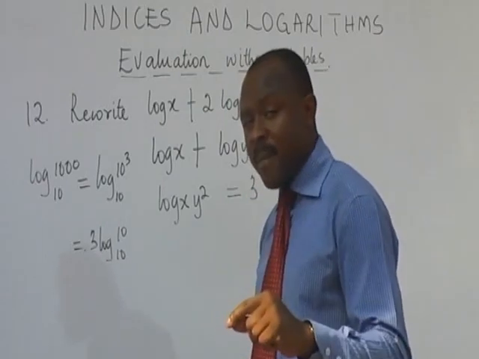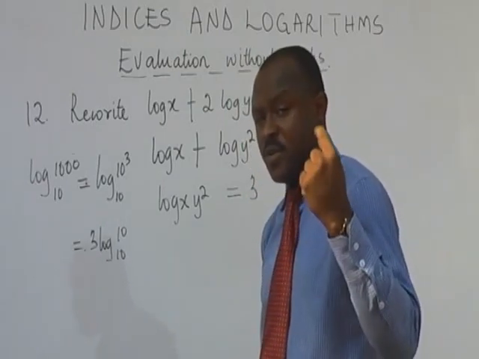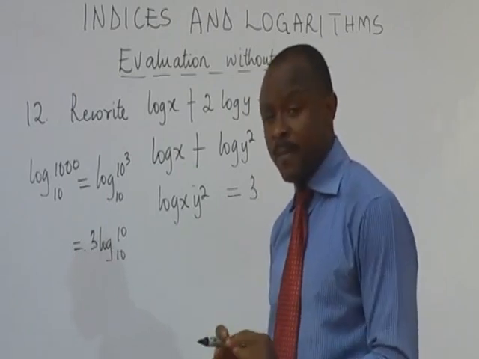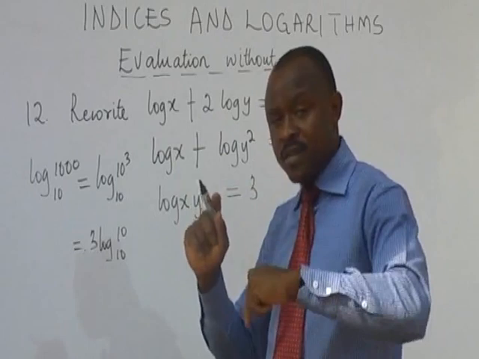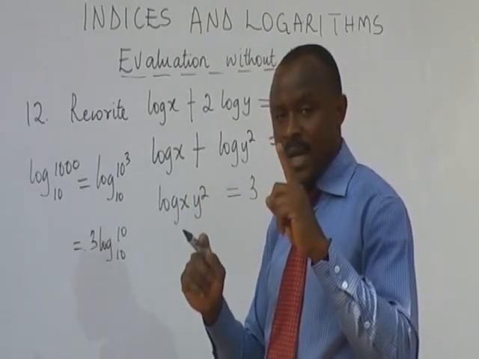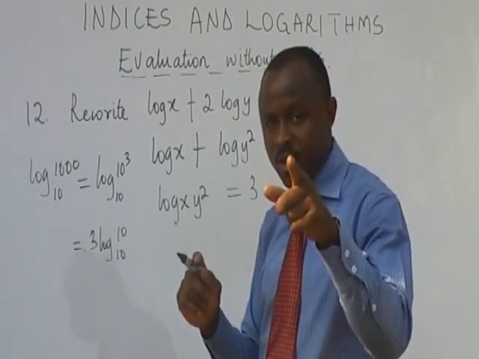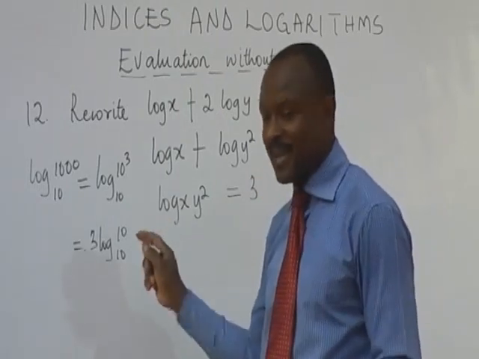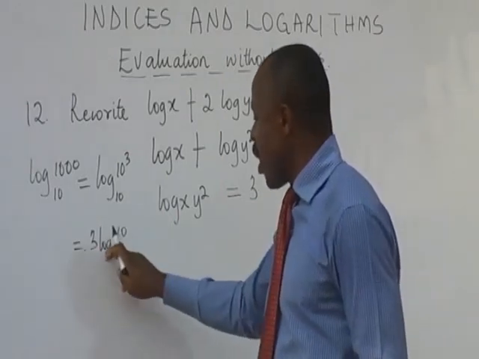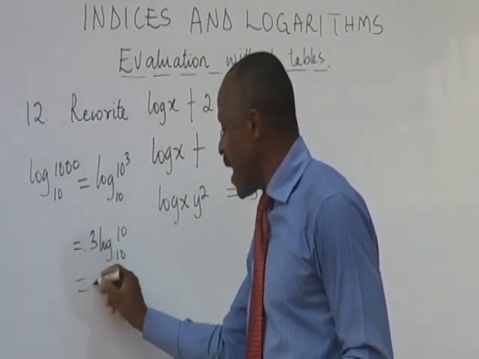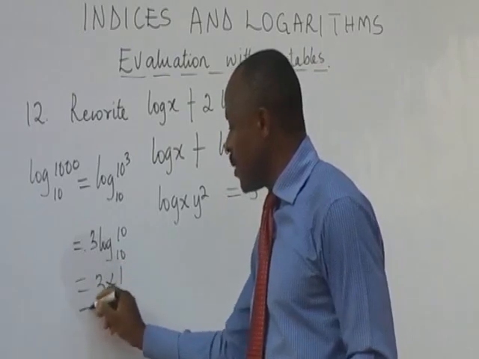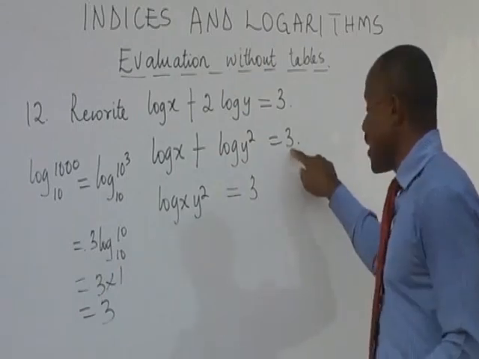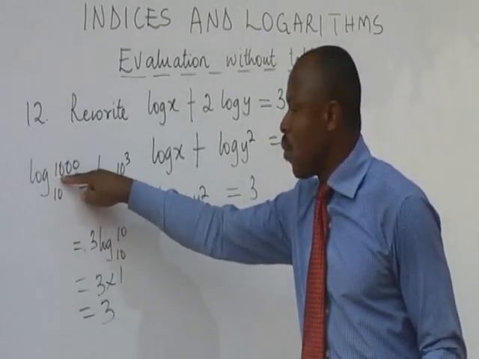If you still remember what I told you, that is the fourth law of logarithms: the log of any number to the base of the number is 1. That means log of 10 to base 10 is 1, and what you have here now is 3 times 1, which is 3. Have you seen why I told you that 3 has the value of log of 1000 to base 10?